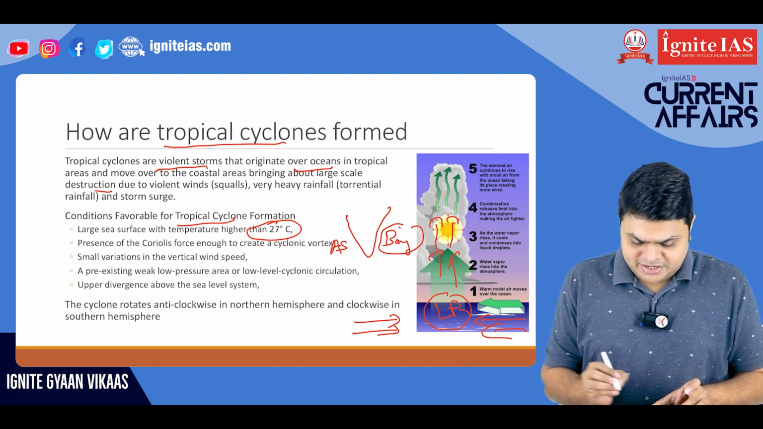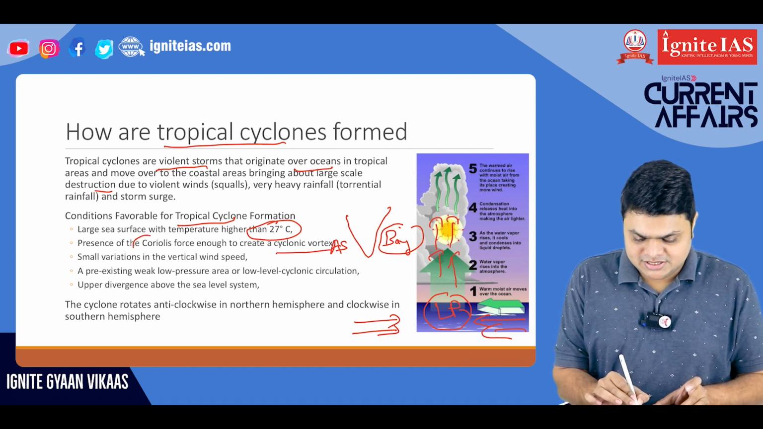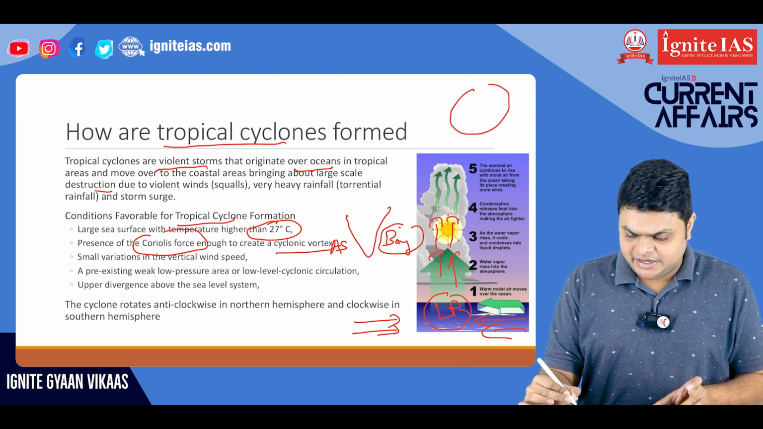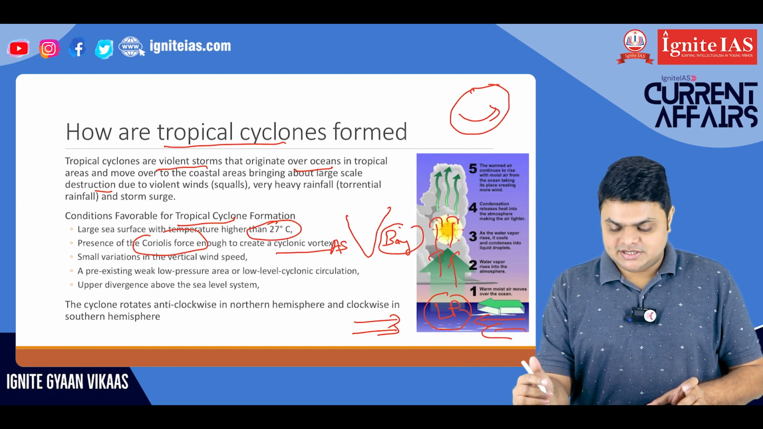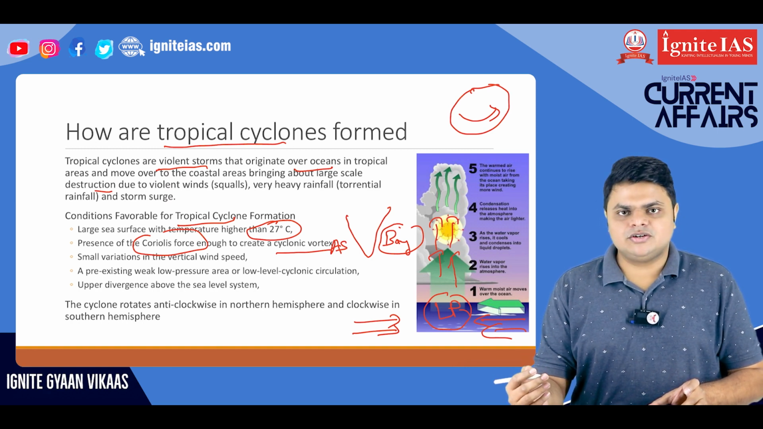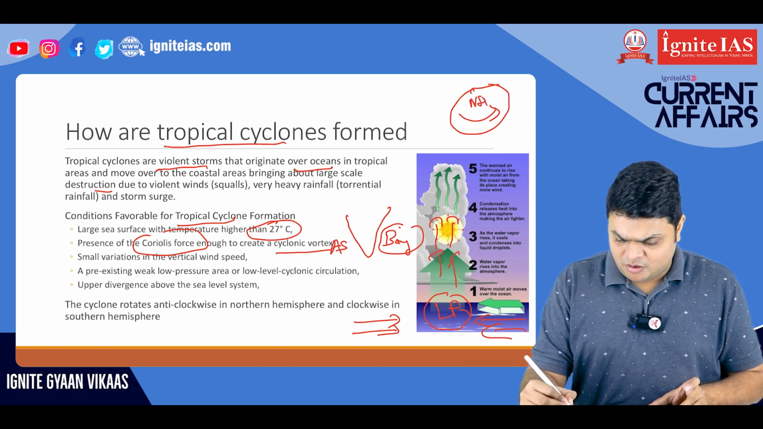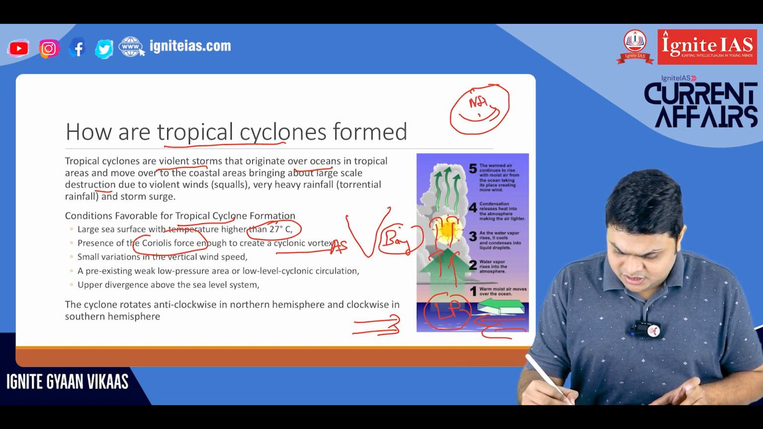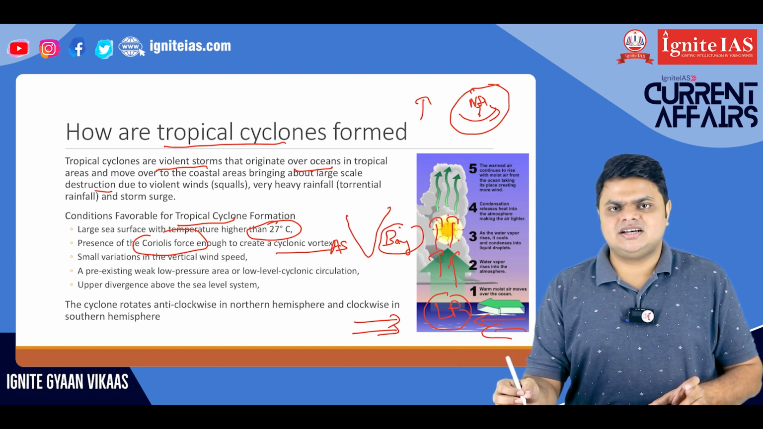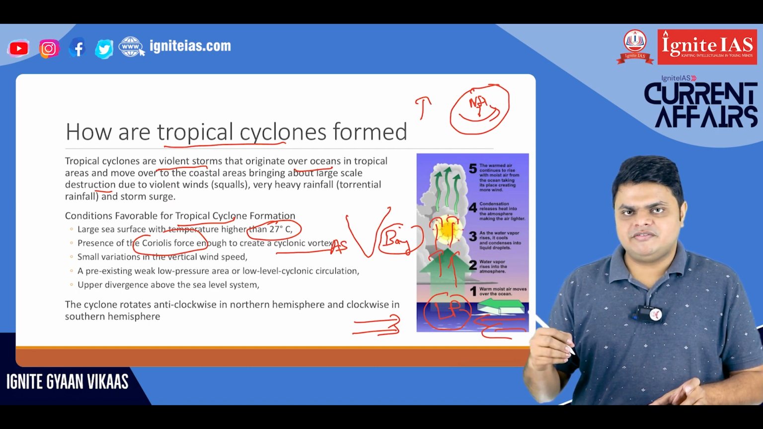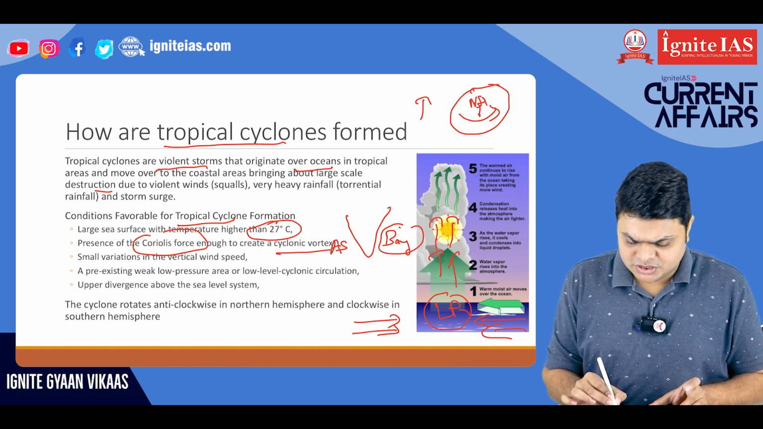the temperatures in the Bay of Bengal are a little bit higher when compared to the Arabian Sea coast. Next, presence of Coriolis force enough to create a cyclonic vortex. Now, what is Coriolis force? We know that our Earth rotates from west to east. So this causes a Coriolis force. In the northern hemisphere, if any wind travels, it will not go in a straight direction, but it will deviate towards its right. Similarly, in the southern hemisphere, it will deviate towards its left.